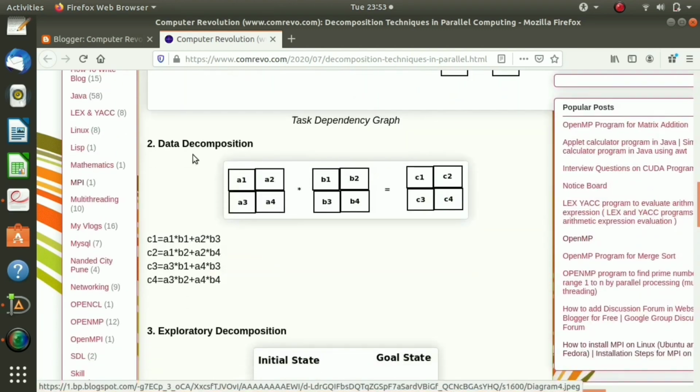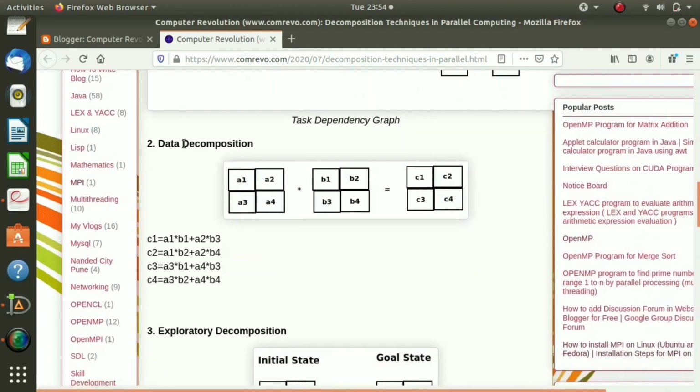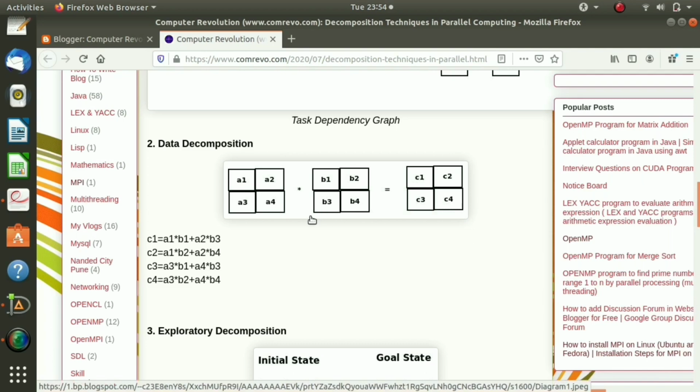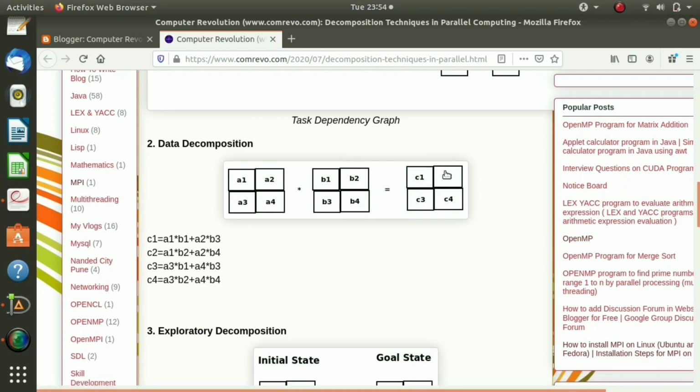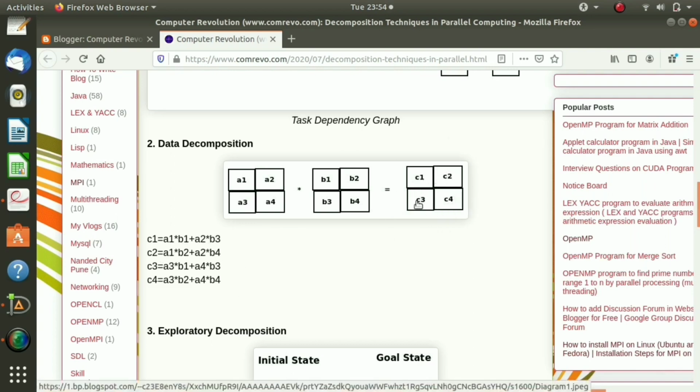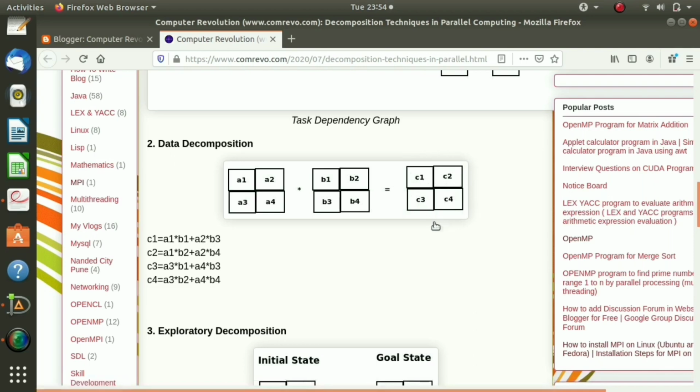Now we see data decomposition. From the name you will know that we are decomposing data. The best example is matrix multiplication. We are multiplying these two matrices. This first matrix is multiplied with the second matrix and we get this result. These cells are C1, C2, C3, C4. C1 means this, C2 means this, and C3 and C4 like this. C1, C2, C3, C4 form the data of the resultant matrix.